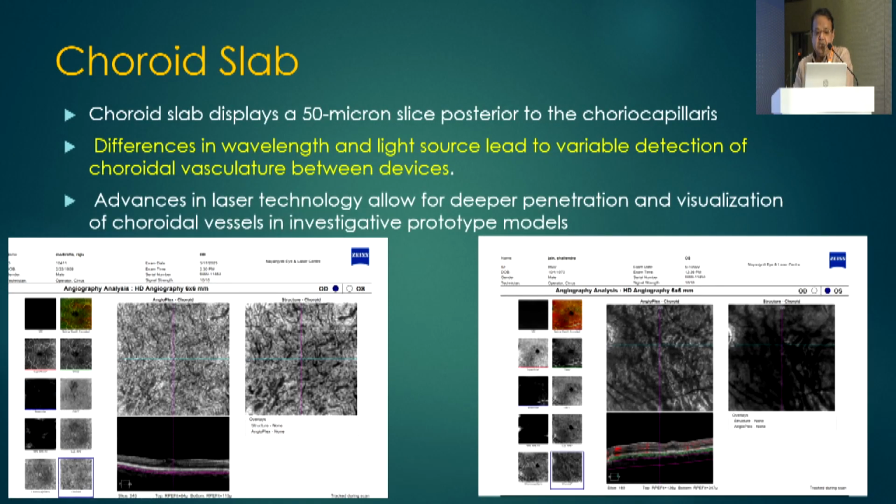The choroidal slab displays a 50 micron slice posterior to the choriocapillaris. Differences in wavelength and light source lead to variable detection of choroidal vasculature. This is one of the patients. You can see this segmentation line. This is in the choroid, and you can see large dilated vessels, which suggests that this patient is of pachychoroid disease.